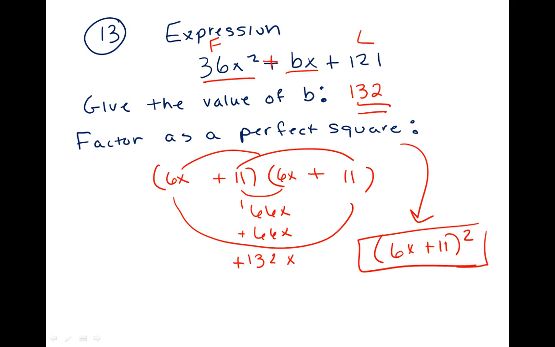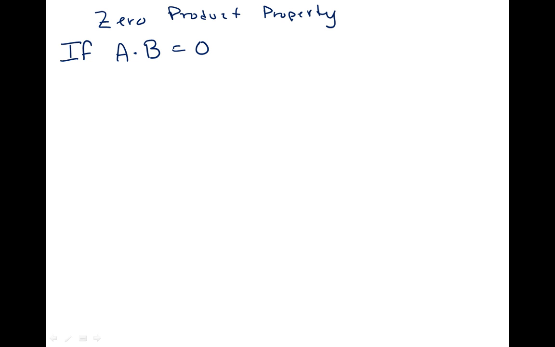Now there are a couple problems in here where they actually want you to solve them. Not just factor them, but solve them. So I need to give you a heads up on those. We're going to use what's called the zero product property. And it's very simple. You know that if A times B is equal to 0, then what does that tell you about A or B? Well, that must mean that A is equal to 0 or B must be equal to 0.